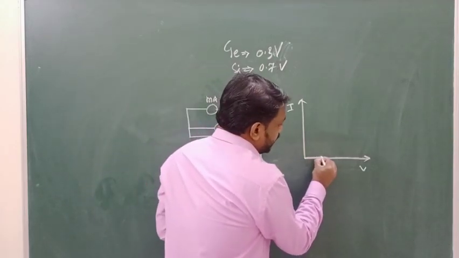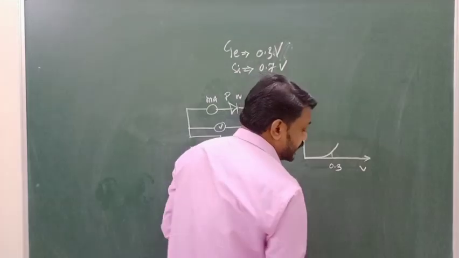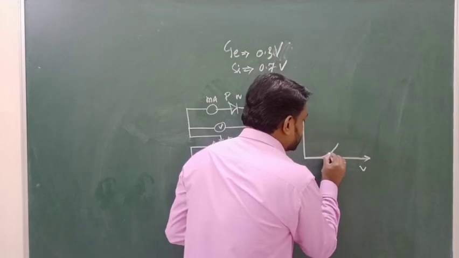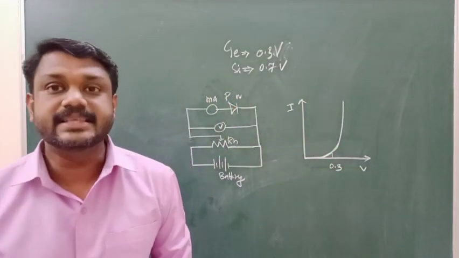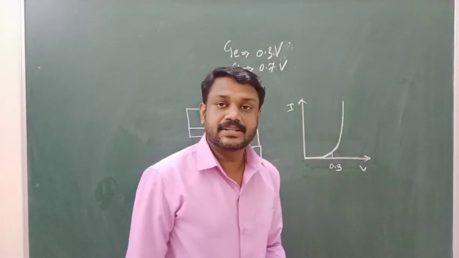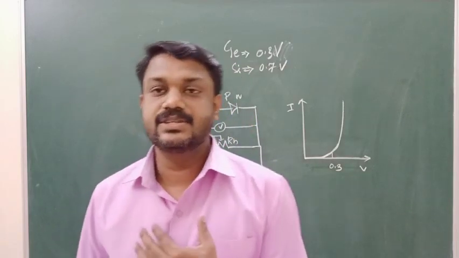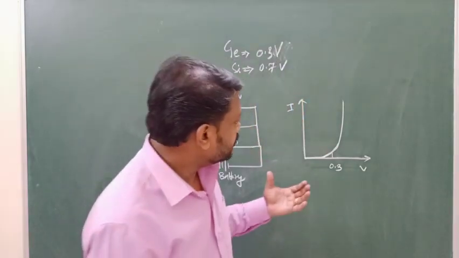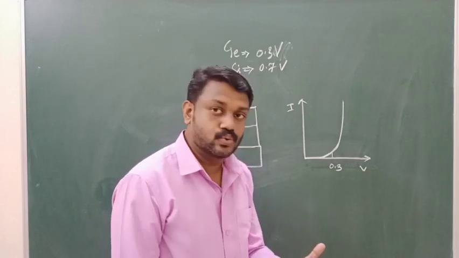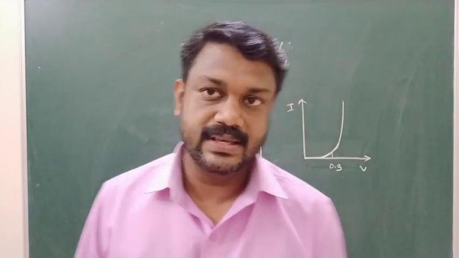When the supply potential is equal to the barrier potential, that is 0.3 volt in the case of germanium, then after that if you keep increasing the biasing potential, you can find the current is abruptly increasing. Up to the barrier potential we are not having any current because the charge carriers do not have enough energy to overcome the barrier potential. So they can't make any current through the junction. When the biasing potential is equal to or greater than the barrier potential, only then does it provide a current across the junction.